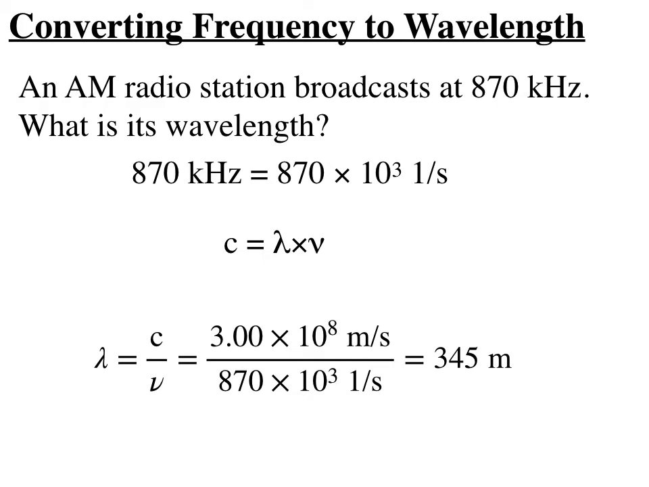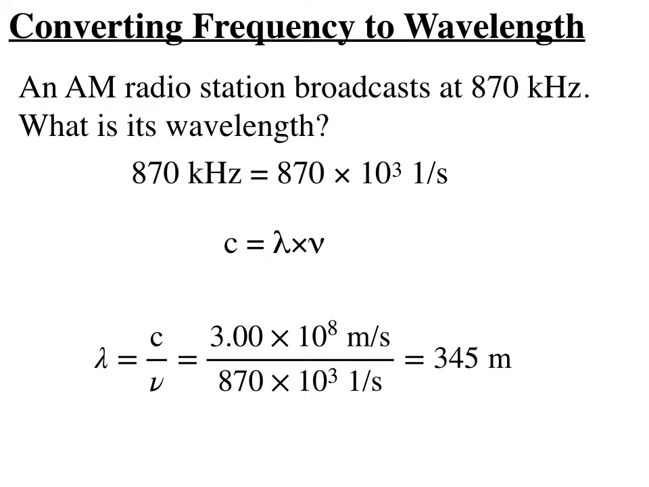And when those units cancel, my answer will come out in length units of meters, which wavelengths should or could be measured in. So I'm going to take my 3 times 10 to the 8th, and I'm going to divide by 870 times 10 to the 3. And if you put that correctly in your calculator, you should get a wavelength of this AM radio station of 345 meters. Okay, now that I should think is a surprisingly long wavelength to you.